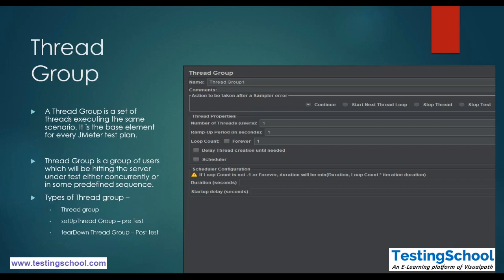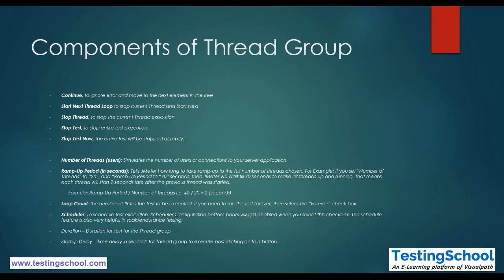So basically in thread group we have different kinds of options, like action to be taken after sampler. We have different radio buttons, so we will look into these things in the next slide. This is the component of the thread group: the radio button Continue is to ignore the error and move to the next element in the tree.